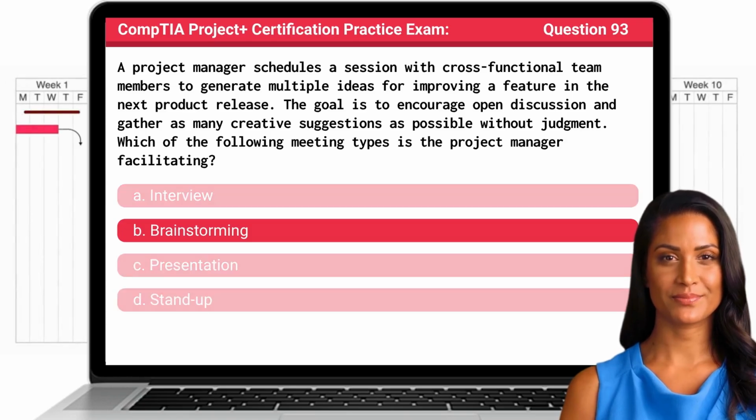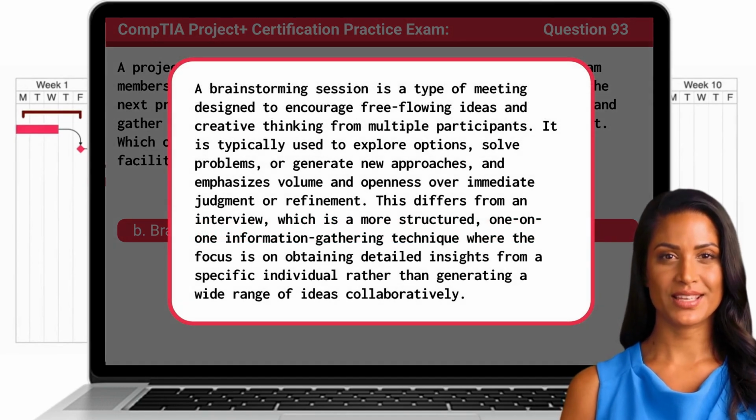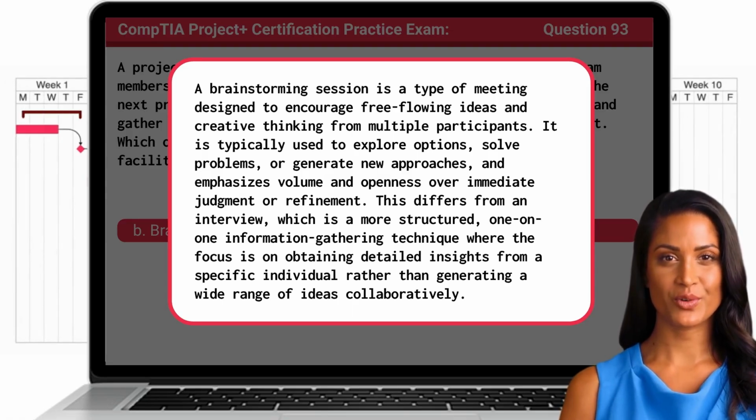The answer is B. Brainstorming. A brainstorming session is a type of meeting designed to encourage free-flowing ideas and creative thinking from multiple participants. It is typically used to explore options, solve problems, or generate new approaches, and emphasizes volume and openness over immediate judgment or refinement. This differs from an interview, which is a more structured, one-on-one information-gathering technique, where the focus is on obtaining detailed insights from a specific individual rather than generating a wide range of ideas collaboratively.